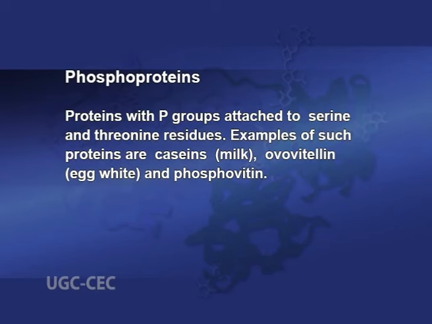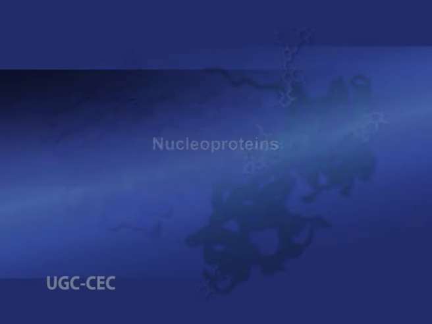The next group is phosphoproteins. These are proteins with phosphate groups attached to serine and threonine residues. Examples of such proteins are caseins present in milk, ovovitellin present in egg white, and phosvitin.